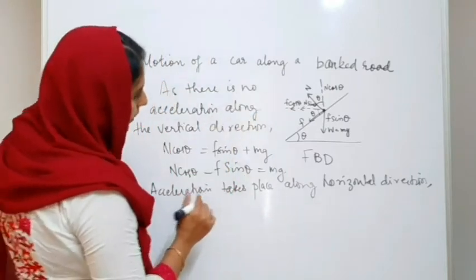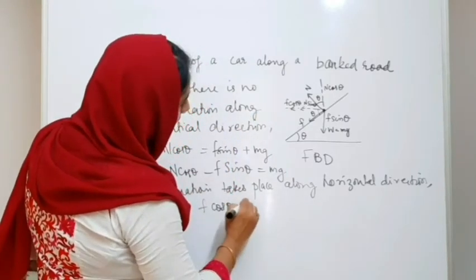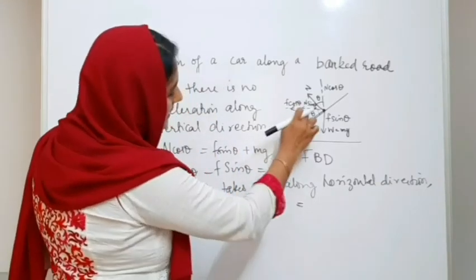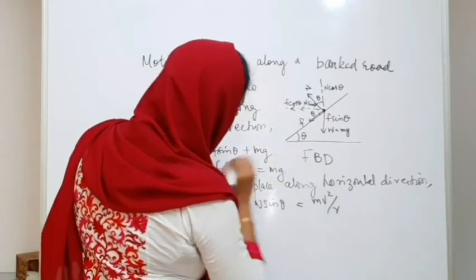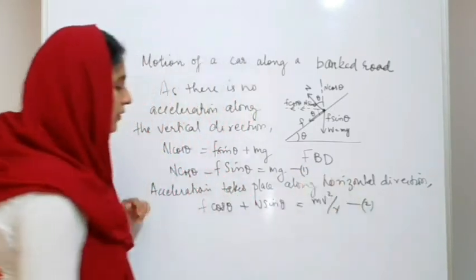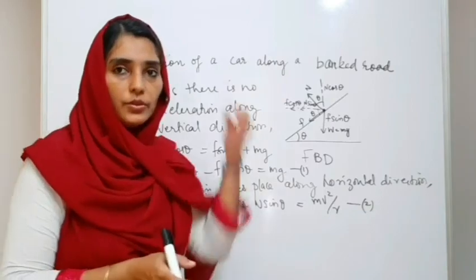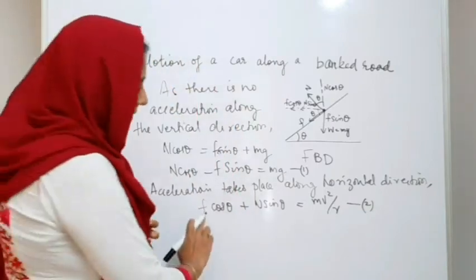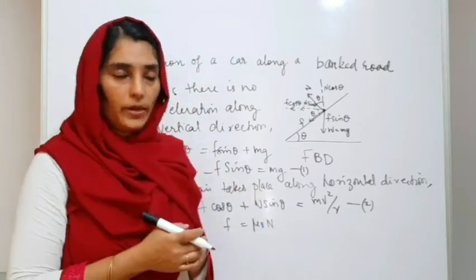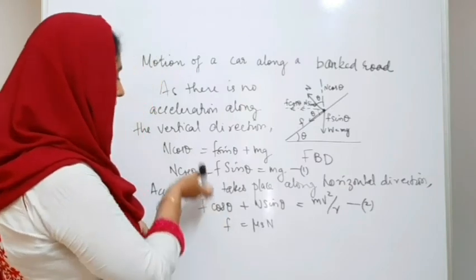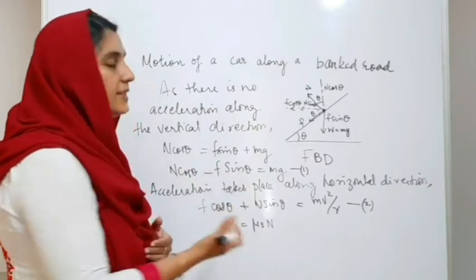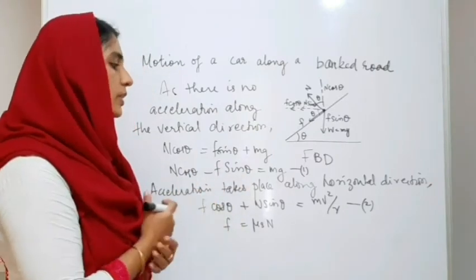So let us write the equations. F cos theta plus N sin theta, in the horizontal direction, what are the forces acting? F cos theta plus N sin theta is equal to mv square by r. Let us number this as 1 and this as 2. So we have got two equations. As we are interested in the maximum speed, let us substitute F by mu s N and then divide the second equation by the first equation. Let us simplify this and find an expression for the maximum speed.